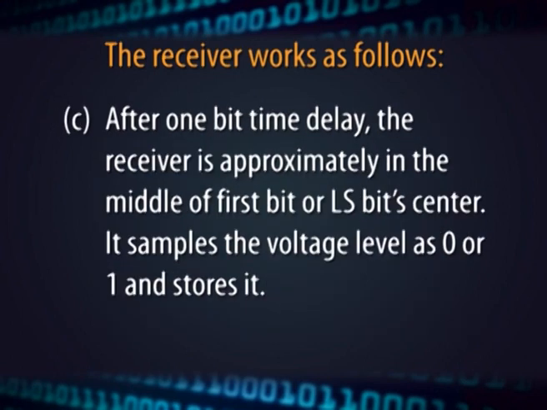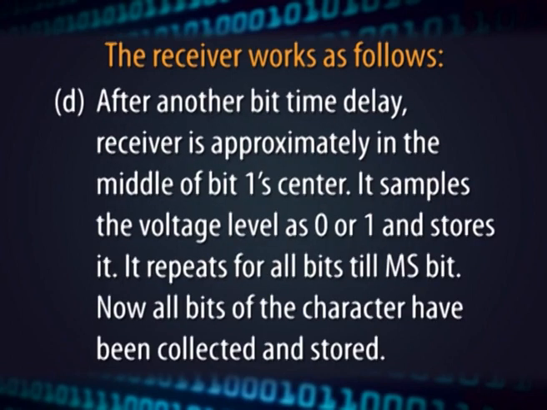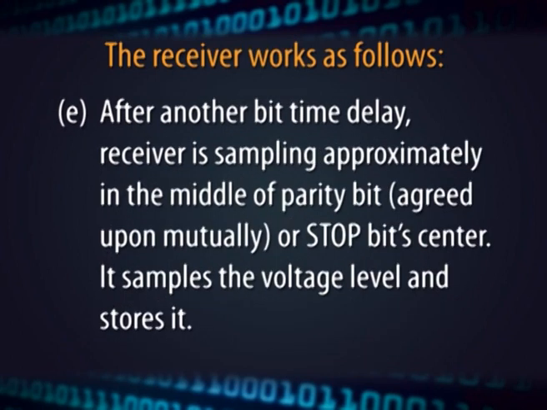C. After 1 bit time, the receiver is approximately in the middle of the first bit or LS bit center. It samples the voltage as 0 or 1 and stores it. After another 1 bit time delay, the receiver is approximately in the middle of bit 1's center. It samples the voltage level as 0 or 1 and stores it. It repeats for all bits till the most significant bit is received. Now, all bits of the character have been collected and stored. After another bit time delay, the receiver is sampling approximately in the middle of the parity bit agreed upon mutually or the stop bit's center. It samples the voltage level and stores it.